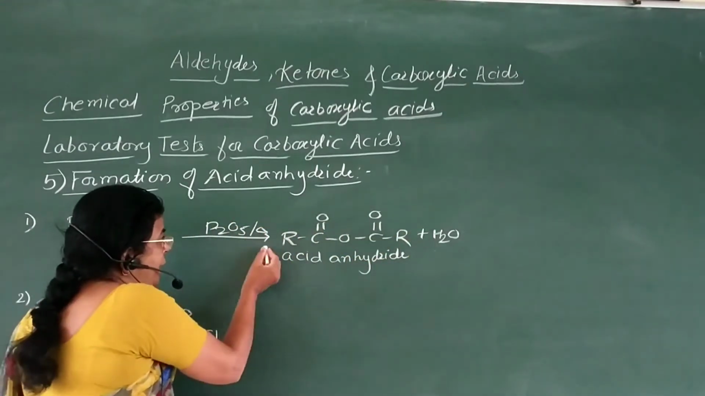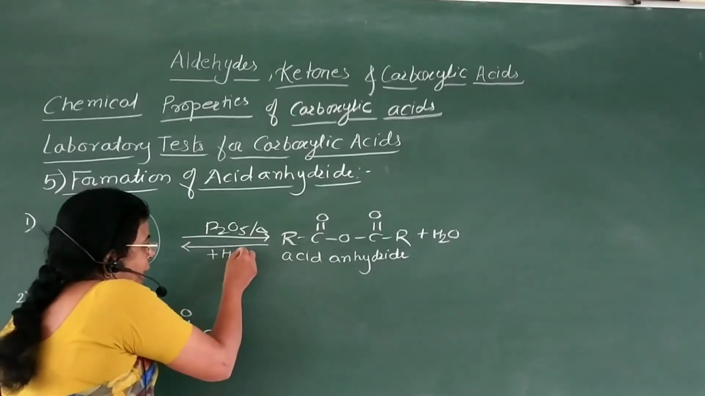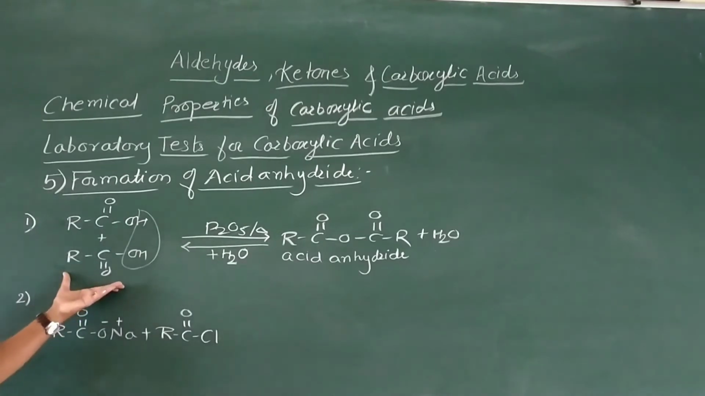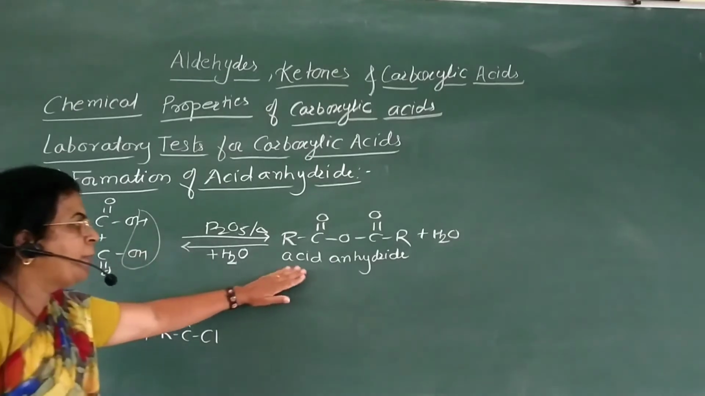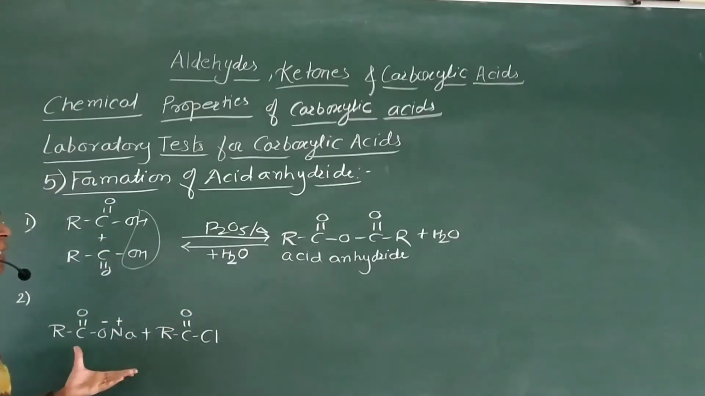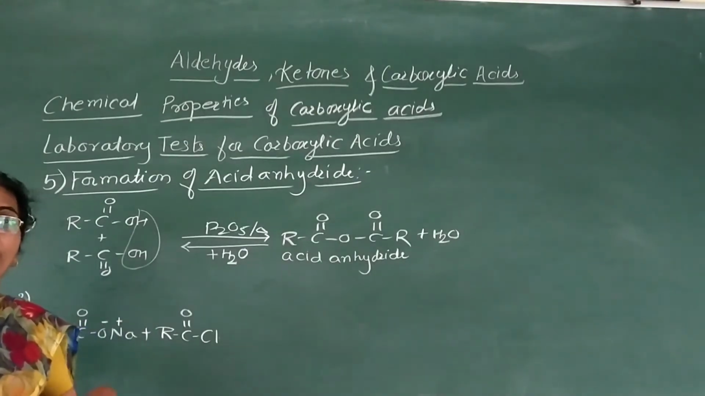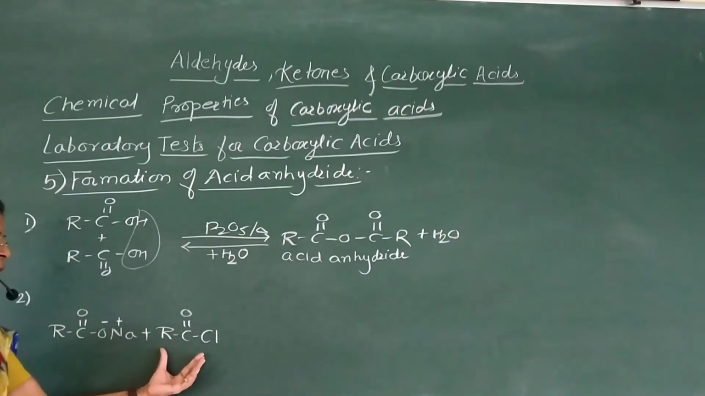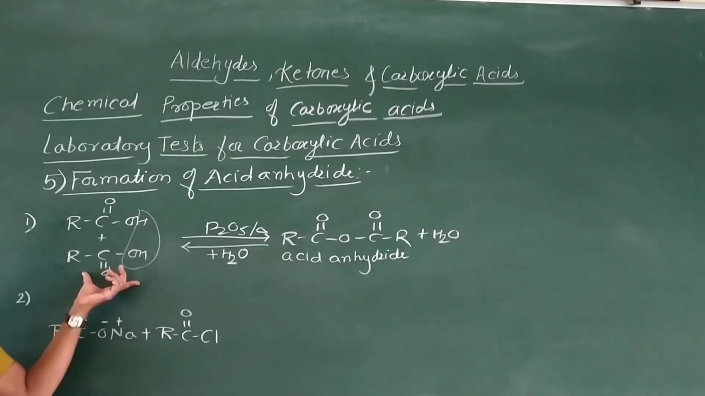If this dehydrating agent is not used, or if addition of H2O is carried out again, then this reaction is a reversible reaction. That is, again we will get two molecules of carboxylic acid. This compound is acid anhydride. Now this acid anhydride can also be prepared, or a better yield of acid anhydride is obtained, when the sodium salt of carboxylic acid is treated with acyl chloride. Both these compounds are obtained from the carboxylic acid.